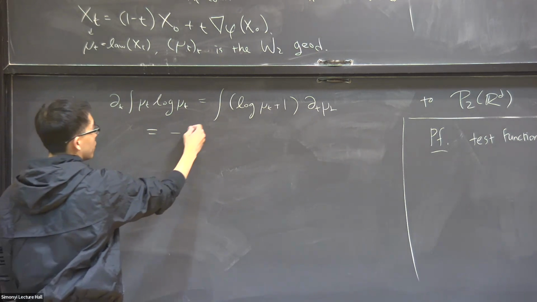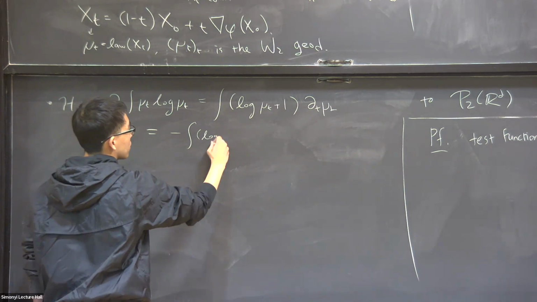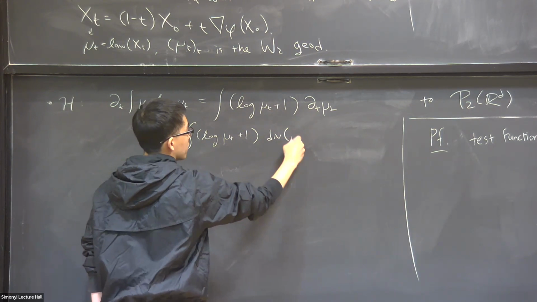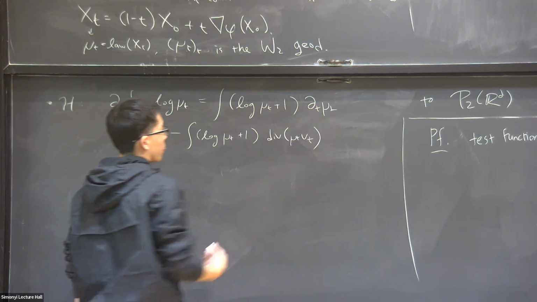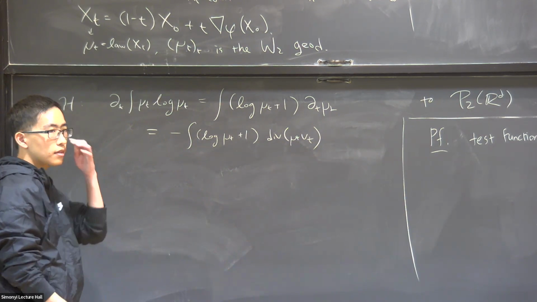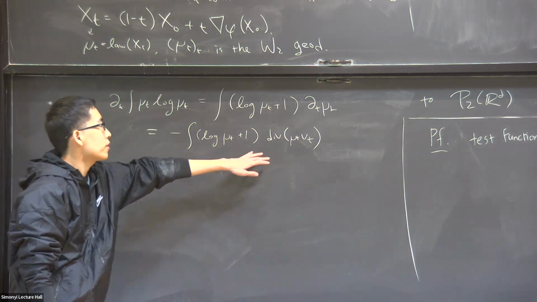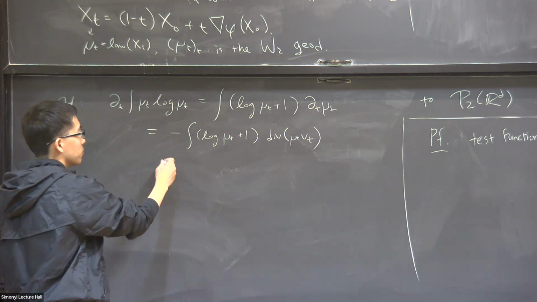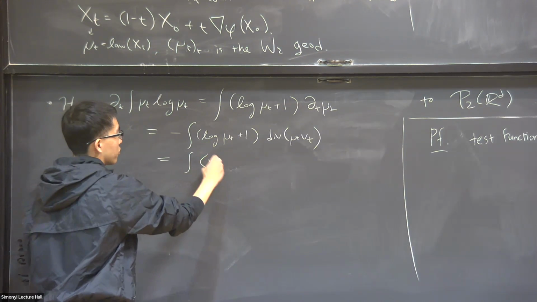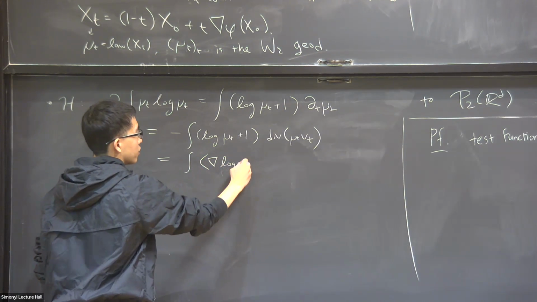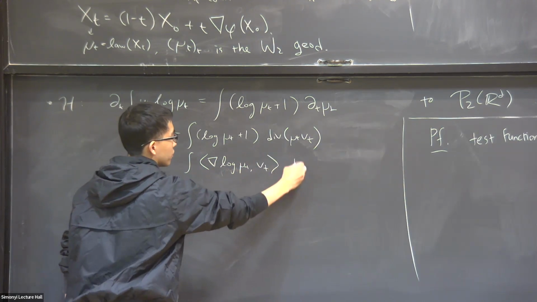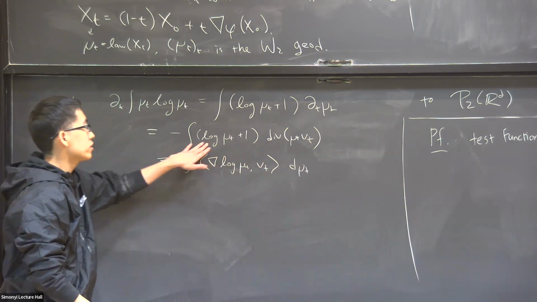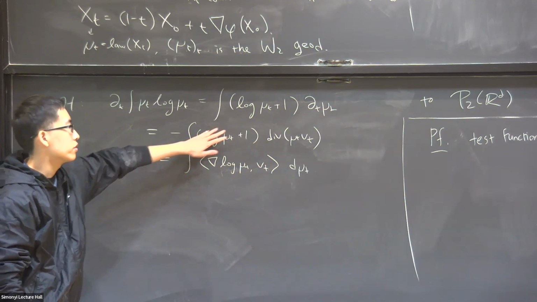So because of that, I know this equals the divergence of mu t Vt, with a negative sign from the continuity equation. Now we can integrate by parts to pull the divergence off of these terms. When I do that, I will get the gradient of log mu t against Vt. The divergence turns into a gradient hitting this, and then the one gets killed.